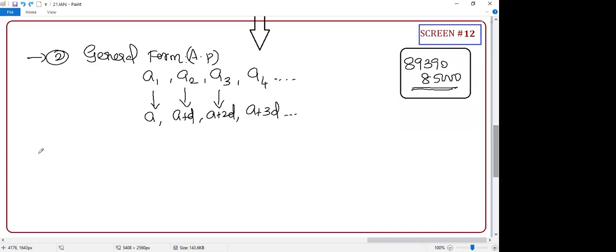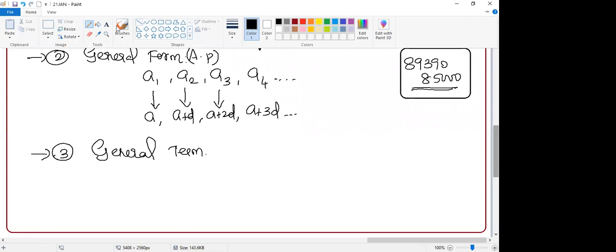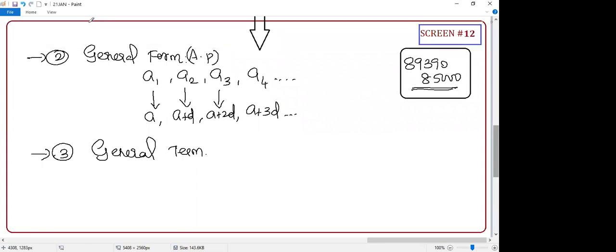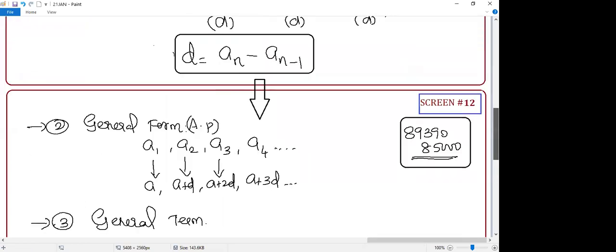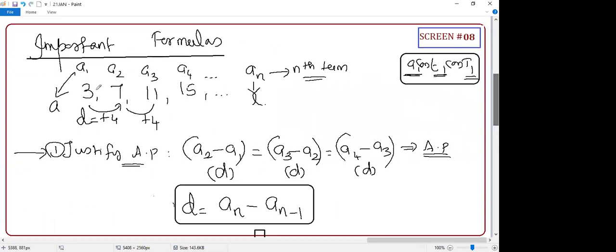Okay, guys, from here we are going to derive the third formula called the general term. The rhythm is very important, students. The problem with your textbook is that the rhythm is missing: what you should learn first and what you should learn second. When the textbook defines things, it's not in the proper order. That's why you feel difficulties.